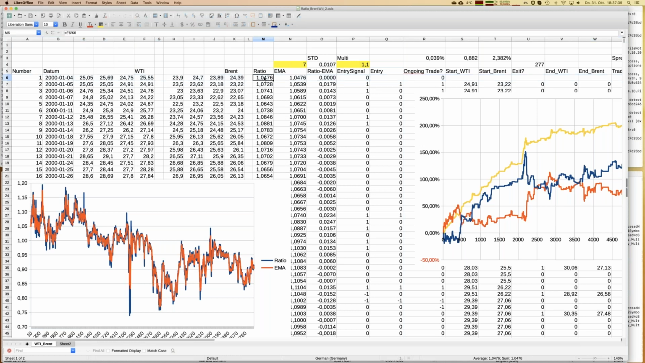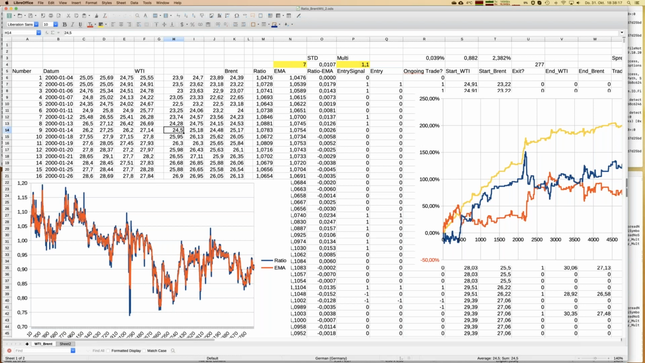Then it's quite easy. Build the ratio of the two, create an EMA on that ratio, and now just subtract them: ratio minus the EMA value, starting with a 0 here. So then we have the deviation between the actual ratio and the EMA. And if we have a certain threshold, which in this case is just 1.1, we get a trigger for a trade. Let me explain it a little bit more.